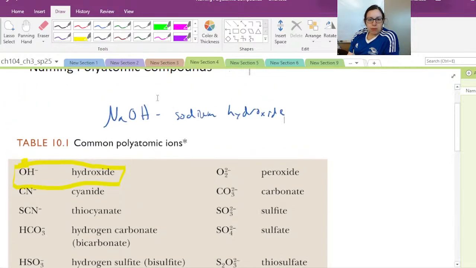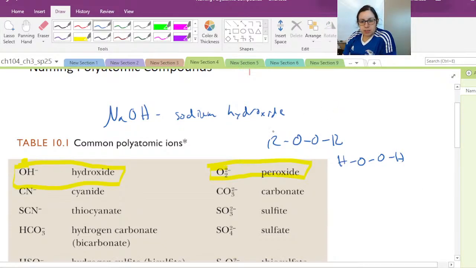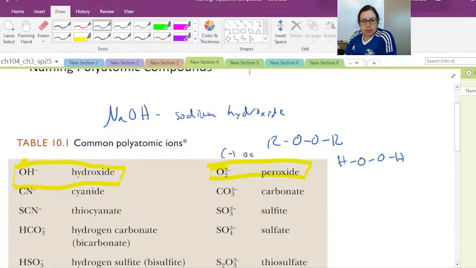This is one of the few exceptions to oxygen being a -2 oxidation state, peroxide. I just got finished saying that oxygen is always -2. Peroxide is the only exception. Peroxide is anything that looks like this, where R can be any organic, and the most basic peroxide is hydrogen peroxide, the little thing that you probably disinfect your cuts with. And oxygen has a -1 oxidation state here.